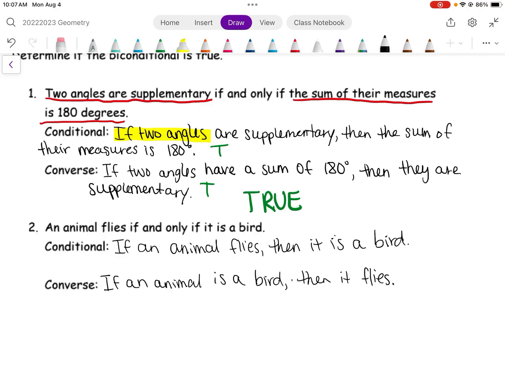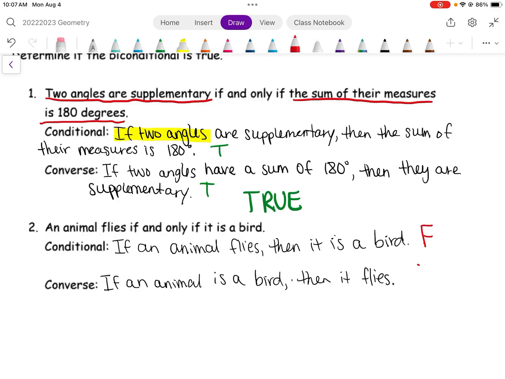Now ask yourself, is that true both ways all the time? Can you come up with a counterexample? If an animal flies, then it's a bird. False. I can come up with a counterexample for that one. Animals that fly that are not a bird. Let's see, an insect. I don't know, a fly. I don't know if that counts as an animal. Should I come up with something else? Maybe a bat. Is a bat a bird? I don't think so. A bat flies, but it's not a bird.